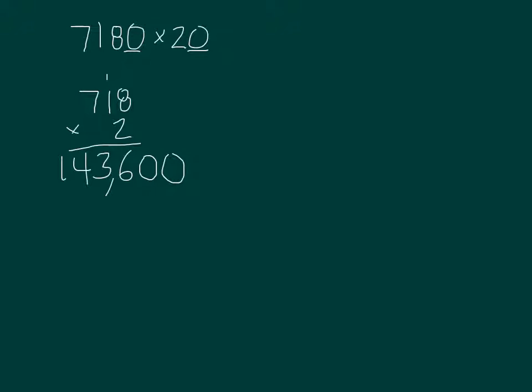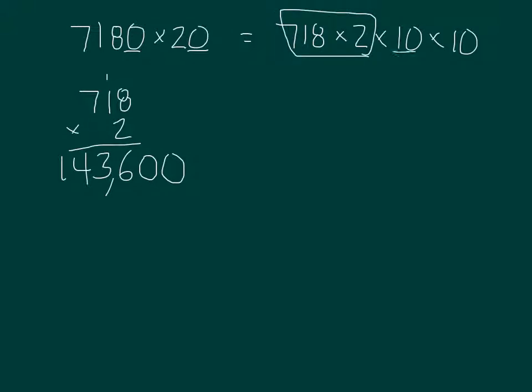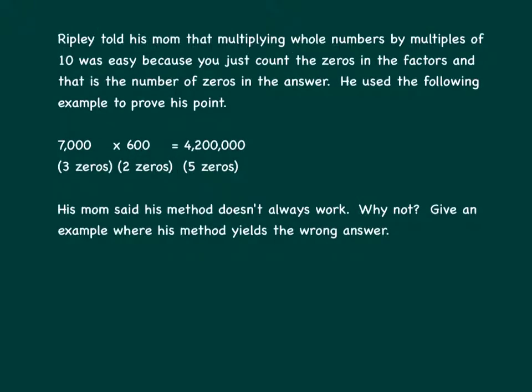Just to review again, I changed this problem to 718 times 2 times 10 times 10. Did this part out by hand, and then I could make things 10 times and then 10 times again larger just by moving my digits to the left of my place value chart. And just understanding how that commutative property works and why we're doing what we're doing, we can avoid a common mistake, and that's illustrated in this problem.